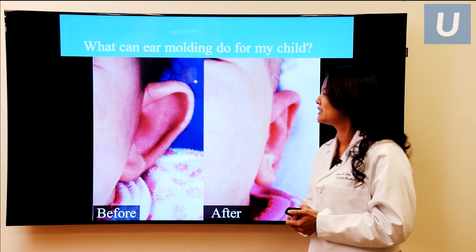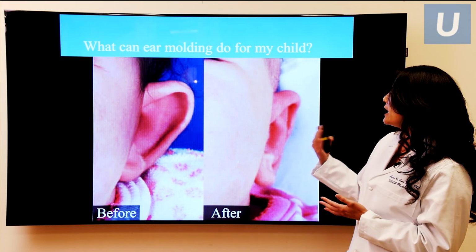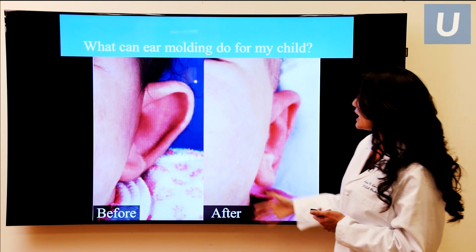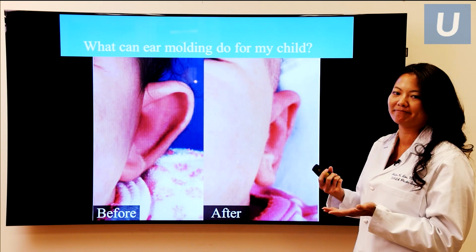So what can ear molding do for your baby? Well, I mentioned prominent ear, so after 6 weeks of treatment, this is a typical result that we can get. After molding, we go from an ear that sticks out to an ear that looks pretty normal.